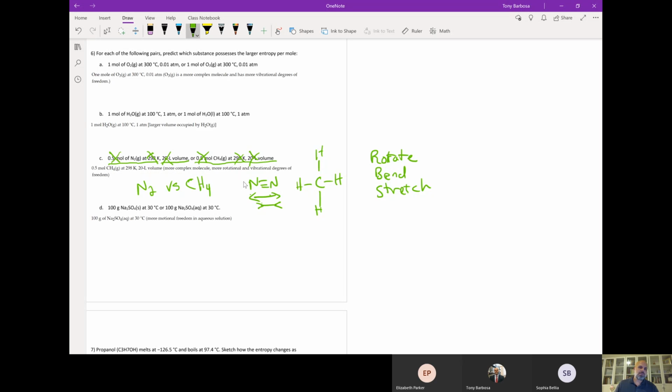Rotation, there's maybe one rotation, like a pinwheel fashion, but if it's rotating down the axis, you really don't get a lot. There's no bending that can occur, because there's just one bond. It's a triple bond. So you have limited movements.